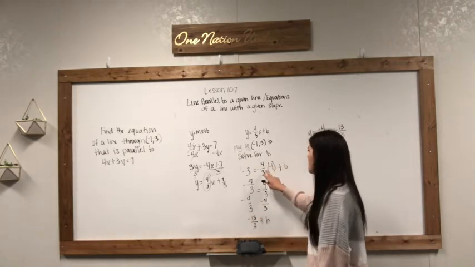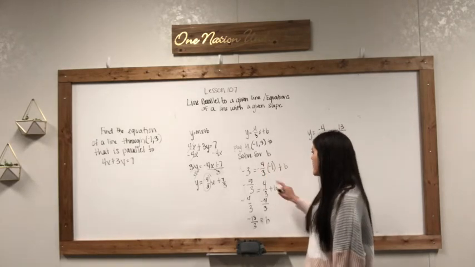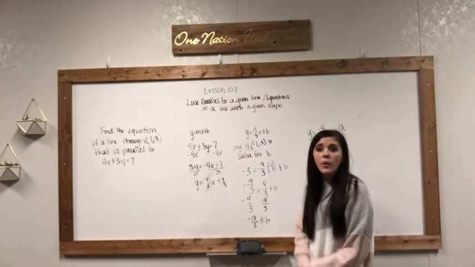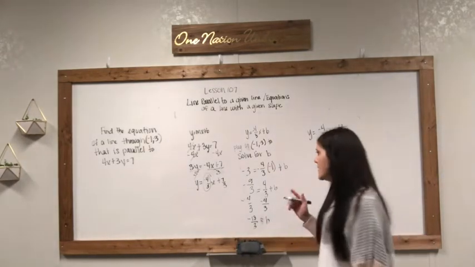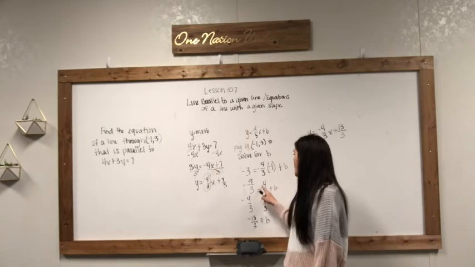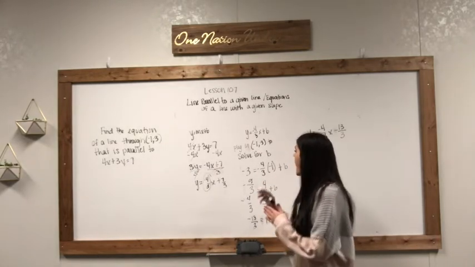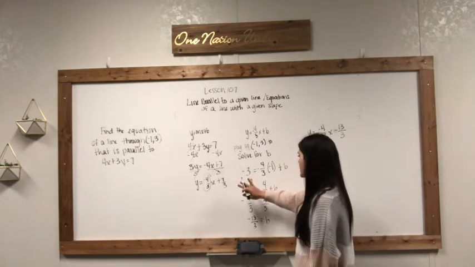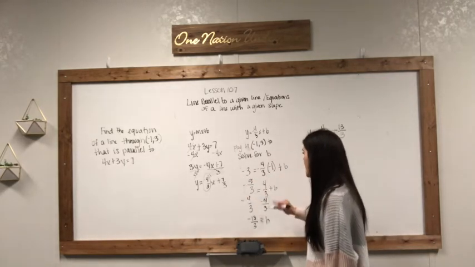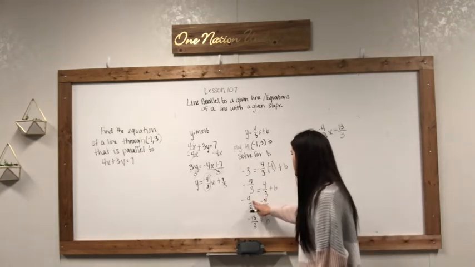And now I'm just going to be multiplying. So we've got -4 over 3 times -1. Anytime we have a negative times a negative, that's going to give us a positive product. So this will be +4 over 3 plus b. And I am going to move the 4 over 3 to the other side of the equation. So when we do that, I'm going to be subtracting, okay?